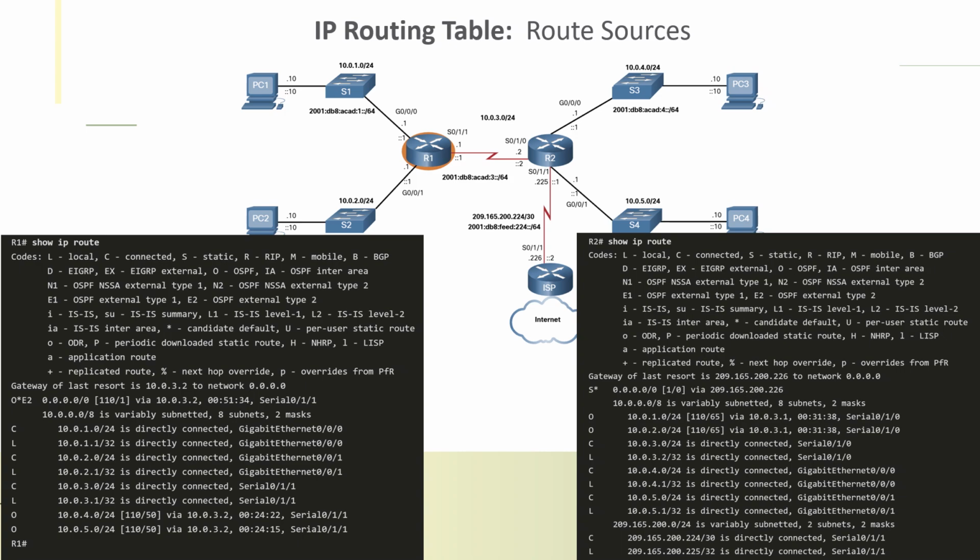And we have also the star, where the star identifies the candidate route for a default route. And we have the S, which identifies a static route created to reach a specific network. Both of them you can see are located here. The default route is the first route that is listed in the routing table.